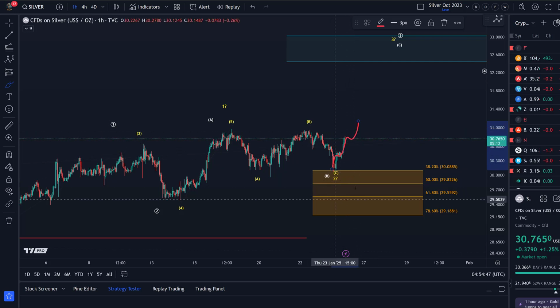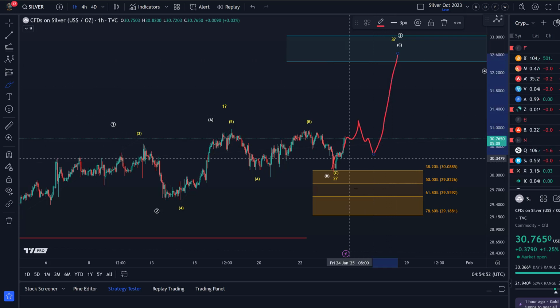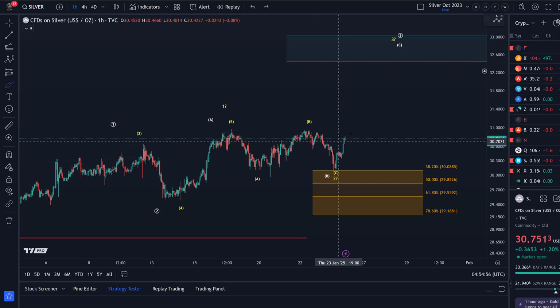So if it does something like that, a 5-wave move, correction in 3 waves, forming a higher low, that would be the next setup from a pullback setup point of view. But for now, it looks like it wants to go a little higher. Next resistance around $31. That's the update about silver.